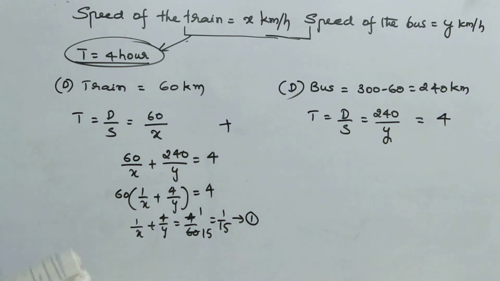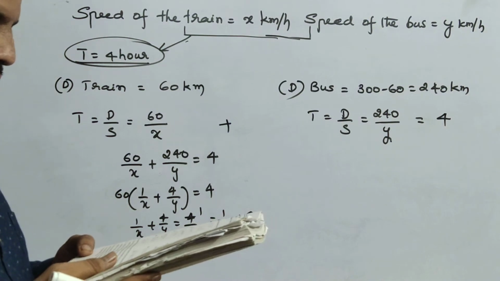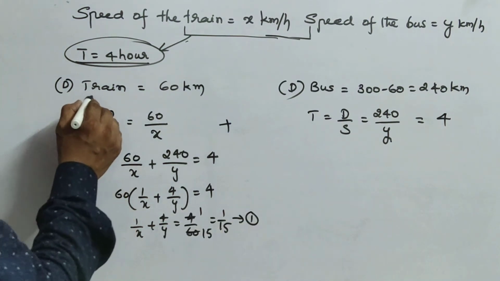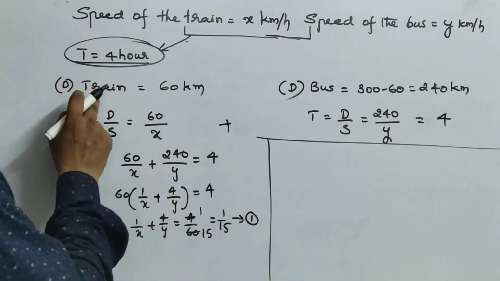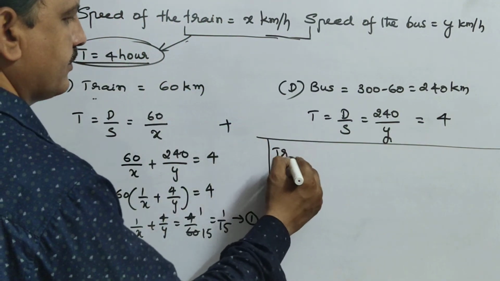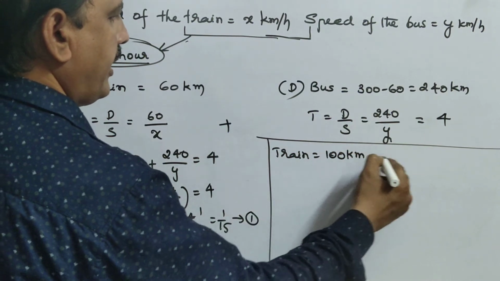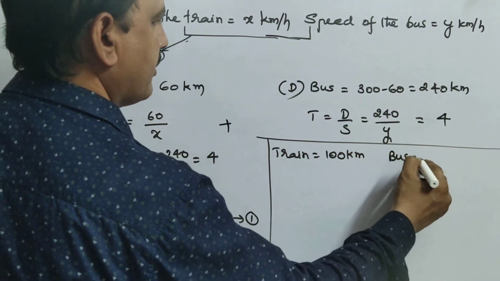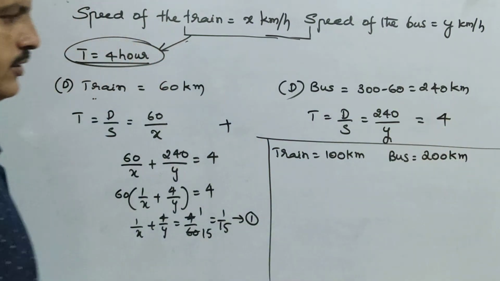Now coming to the second equation. If she travels 100 kilometers by train, second condition I am telling you. Second condition, by train how much? 100 kilometers. And by bus the remaining, that means 200 kilometers. Why? Because total is 300.